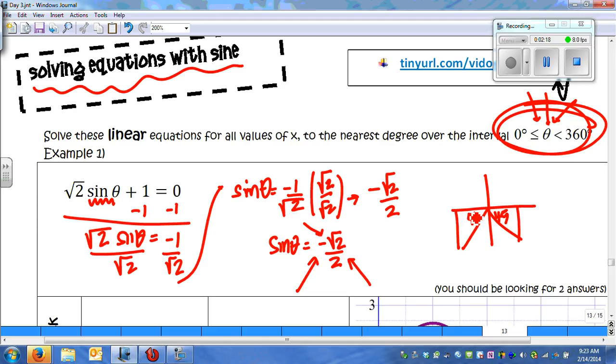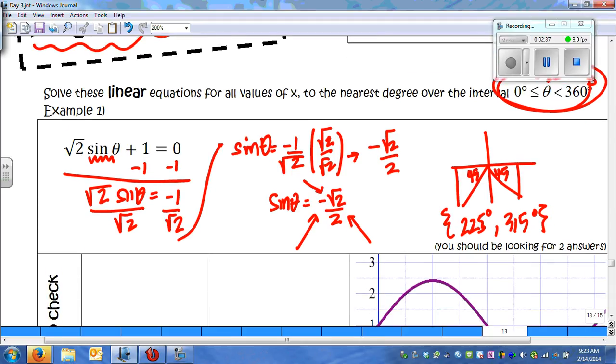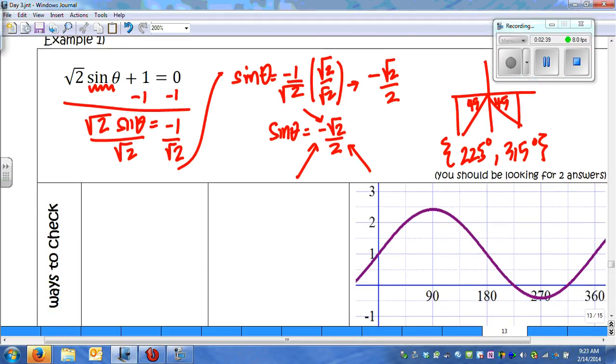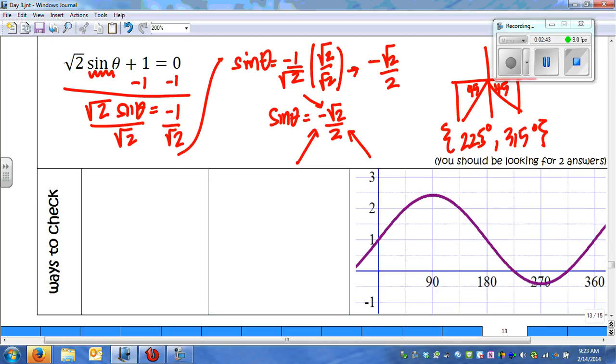In quadrant 3 over here, 180 plus 45, that's 225. Over here, 360 minus 45 in quadrant 4 is 315. Two angles, two answers for this question, 225 and 315. That wasn't so bad. And also, there's a way to check these trig equations. In fact, there's two ways to check.